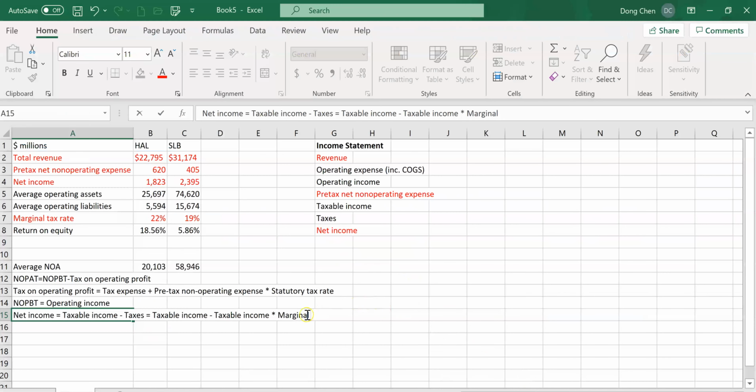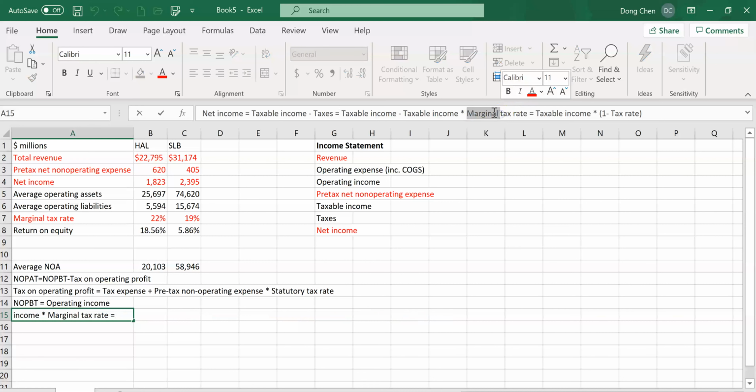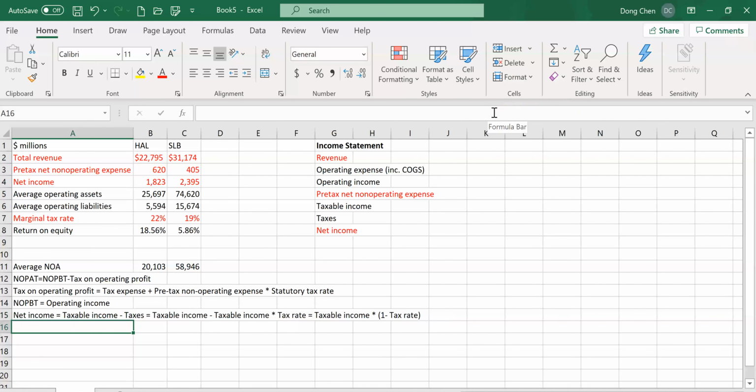So that doesn't make any difference here. So it's going to be marginal tax rate, and you can see that both have taxable income, so we can combine the terms. So this equals taxable income times 1 minus tax rate. So let me just use the tax rate, without causing any confusion, because there's only one tax rate here. So taxable income times 1 minus tax rate.